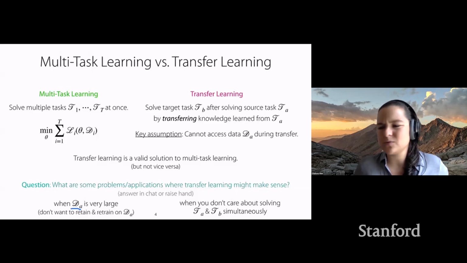One thing that isn't here is if there's some issue with being able to access the data set from task A, then this is also a scenario where that might make sense.